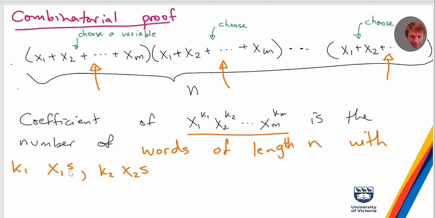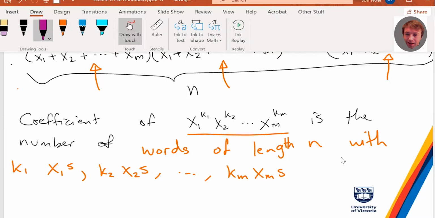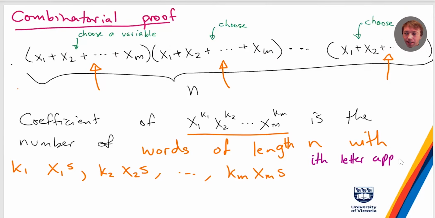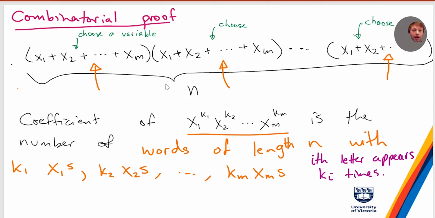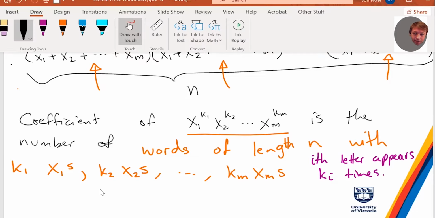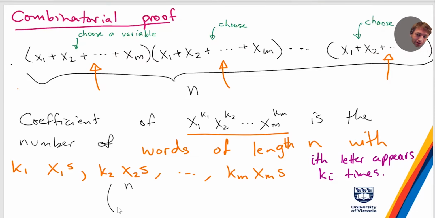and so on, all the way up to km xms. The s here means plural; the notation is kind of bad. I don't mean k2 times x2 times s. What I mean is that the ith letter appears ki times. That would have been a better way to write it. And we know what that is: it's just the multinomial coefficient n choose k1, k2 up to km. So that's a proof of the multinomial theorem.